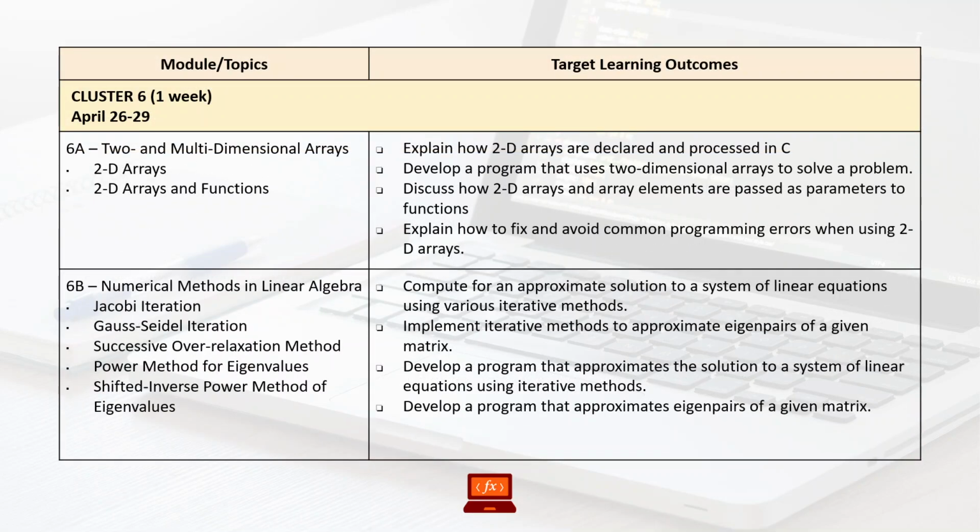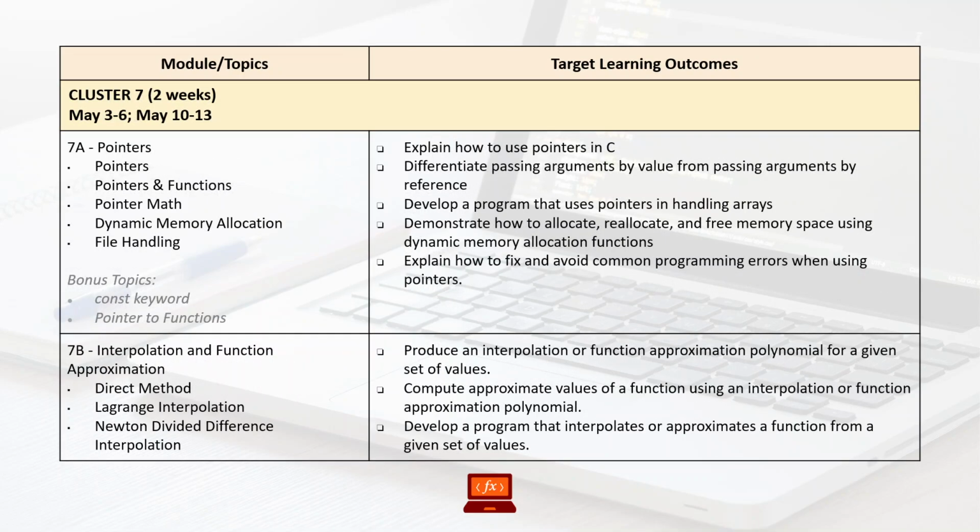Cluster 6 would be allotted with 1 week lang din, April 26 to 29. This one, two-dimensional or multidimensional arrays naman yung sa programming part, and then numerical methods in linear algebra sa math part. And then 2 weeks for cluster 7, May 3 to 6 and May 10 to 13. Dito, pointers naman yung sa programming, and then interpolation and function approximation naman sa mathematical part. Okay?